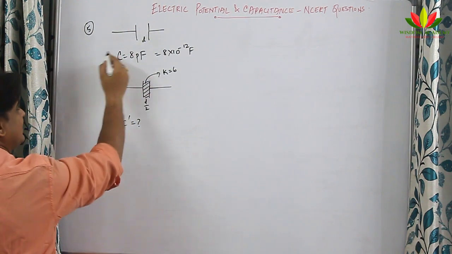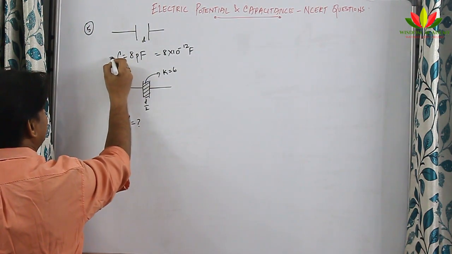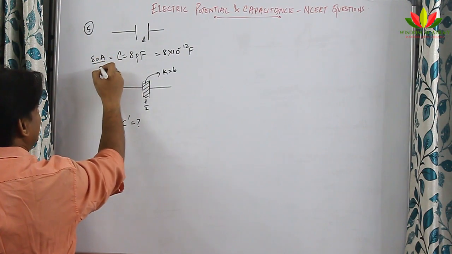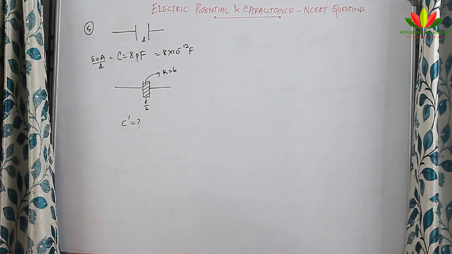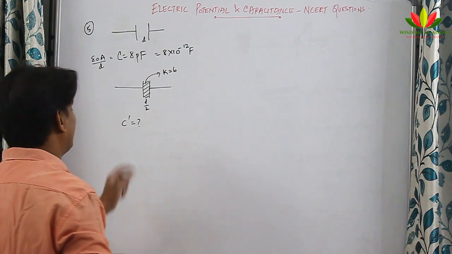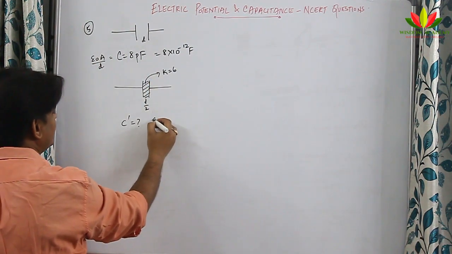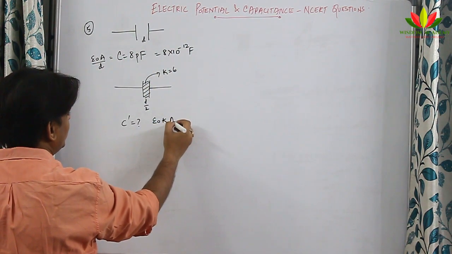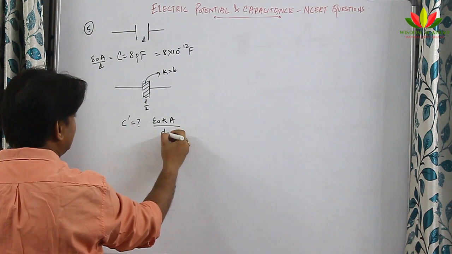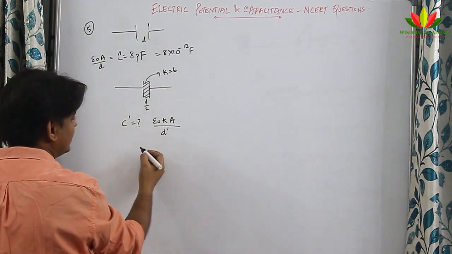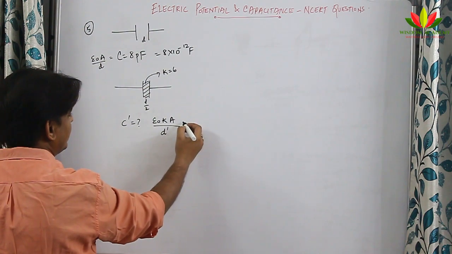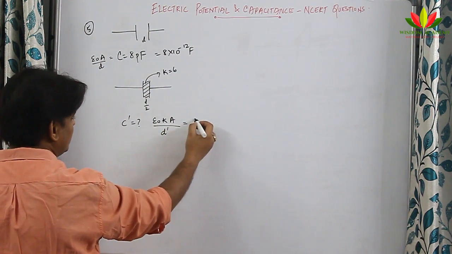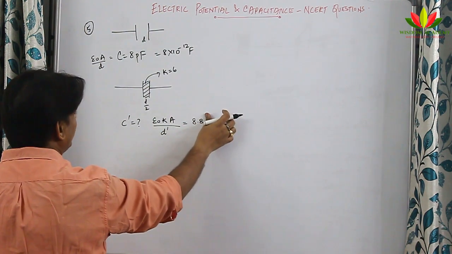So we know that the capacitance formula is epsilon naught A by D. And what will be the capacitance here if the dielectric is introduced? We know it is epsilon naught K into A by D dash, because the area is not changing. And they have given the value of K.